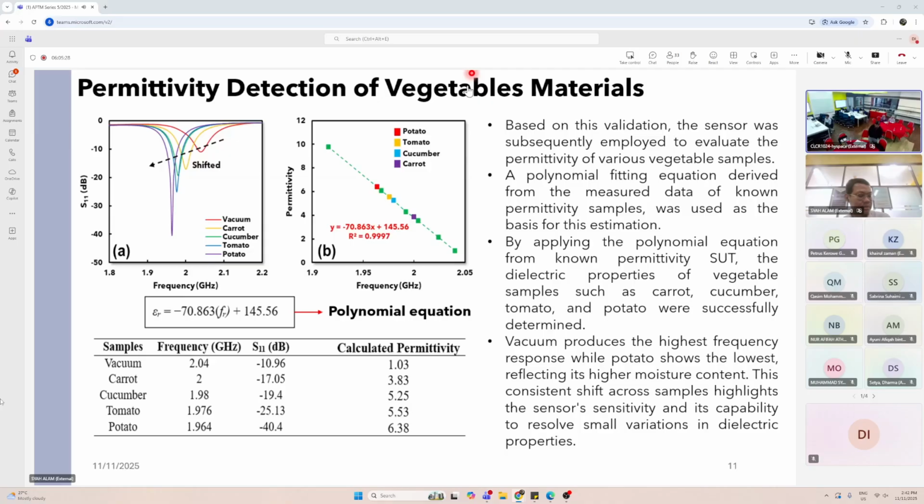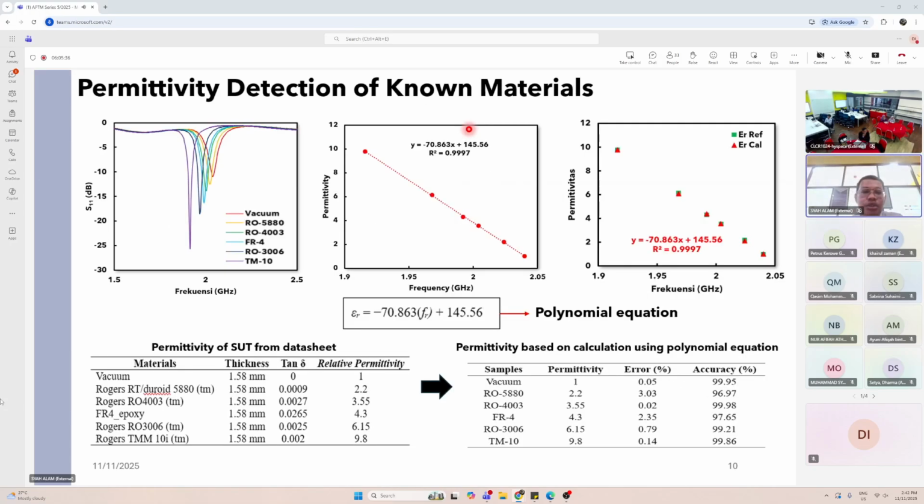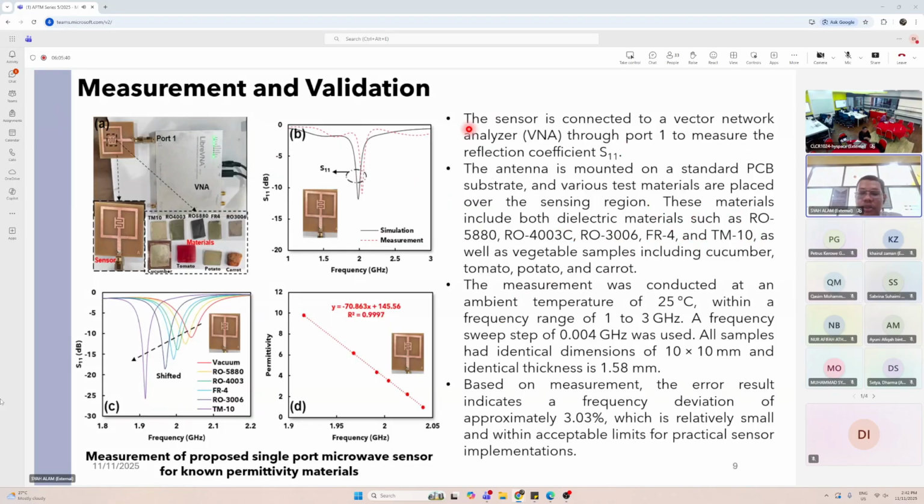The question is, are you satisfied with the difference between the measured and simulated value? Yeah, based on the simulation and measurement, it's okay. I think the range error is about 3.03%. I think it's okay.